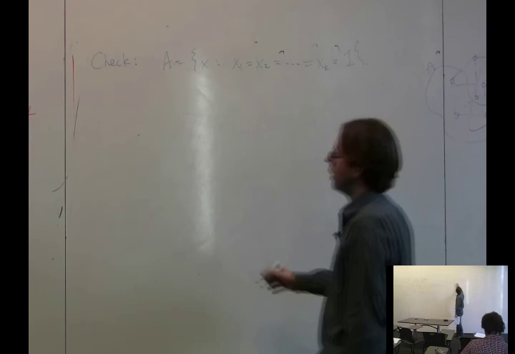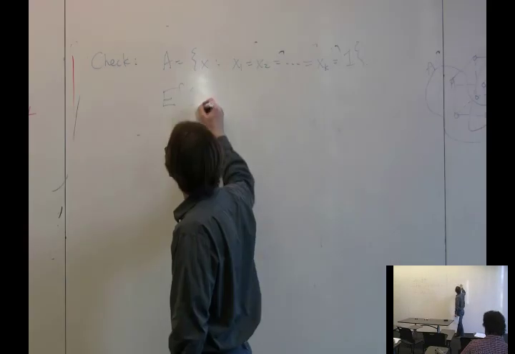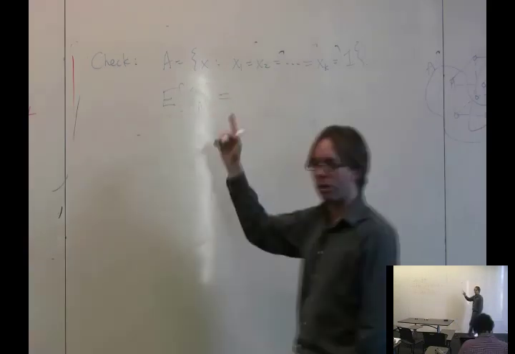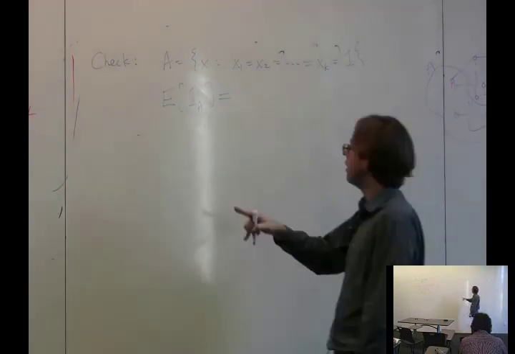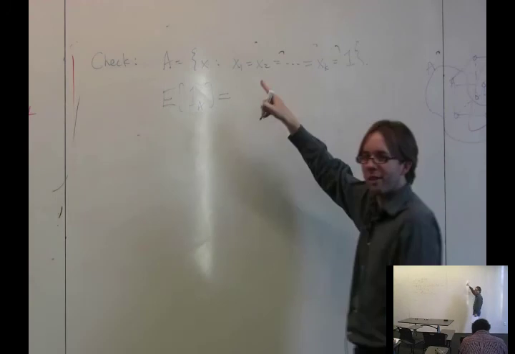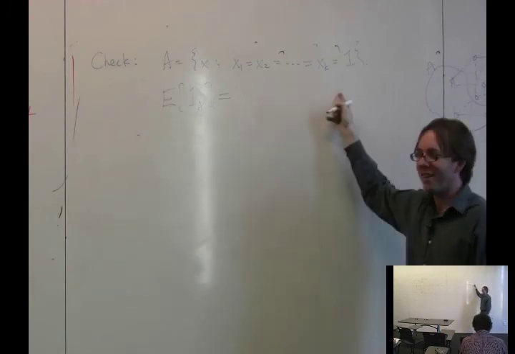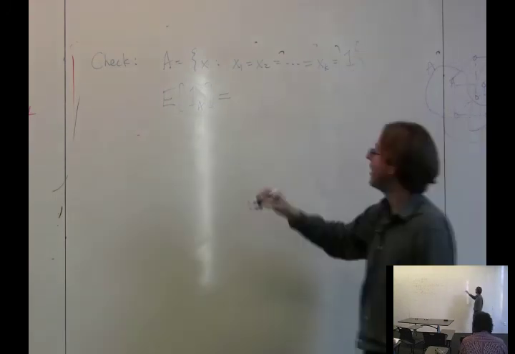OK, so can somebody tell me the expected value of 1_A? Just shout it out. Like, what's the probability that a random point will satisfy this? Yeah, 2 to the minus k.